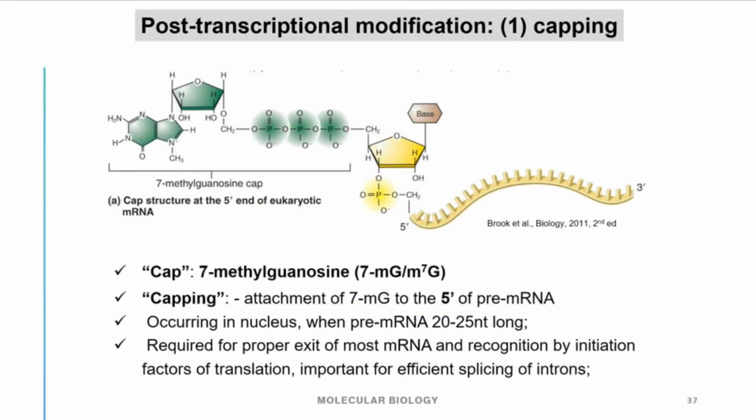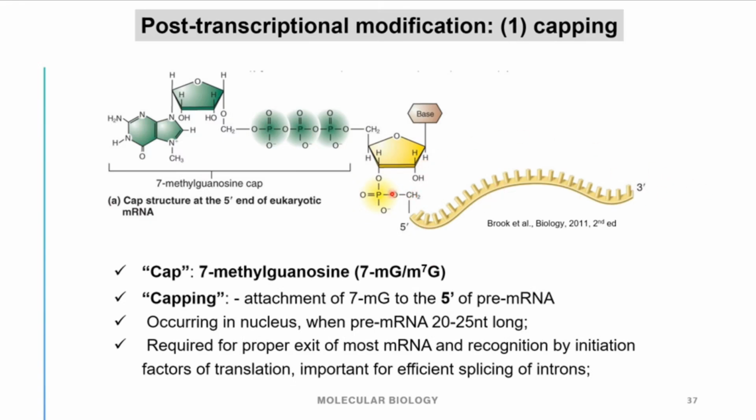Let's start the process with capping. The cap is a 7-methylguanosine. It's a very special kind of molecule that is added to the 5' end of the eukaryotic mRNA. This actually happens at the very beginning of the transcription process, when the pre-mRNA is only about 20 to 25 nucleotides long, so while it's still being transcribed.